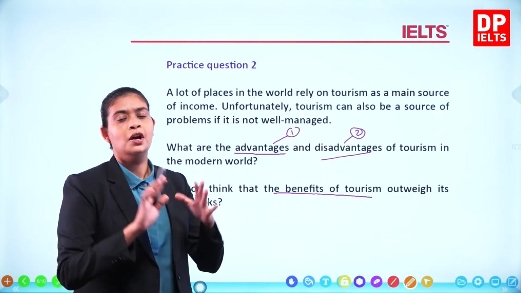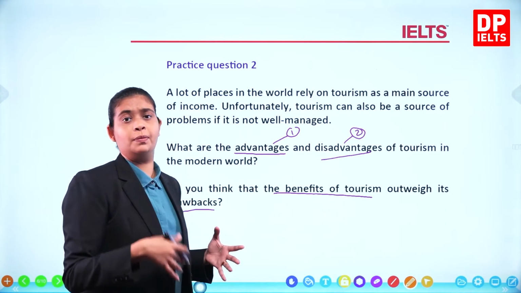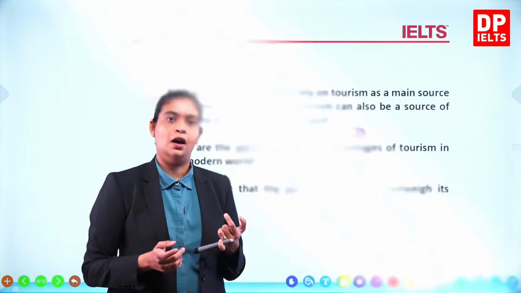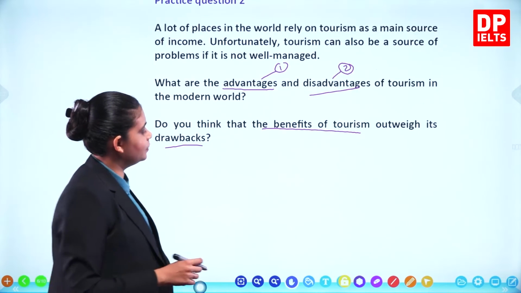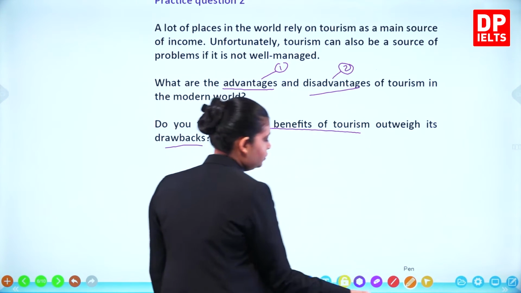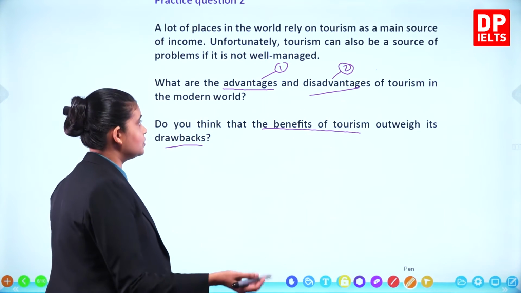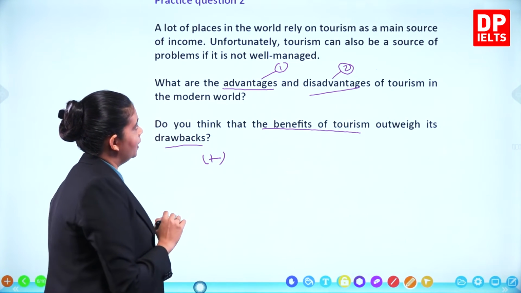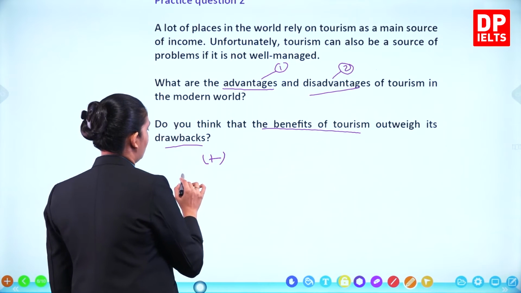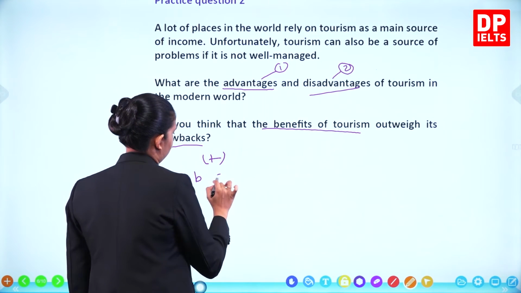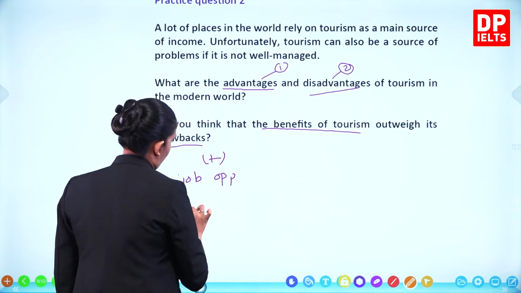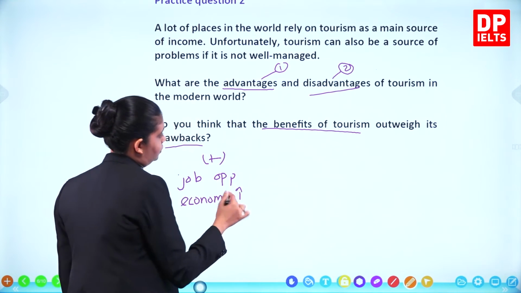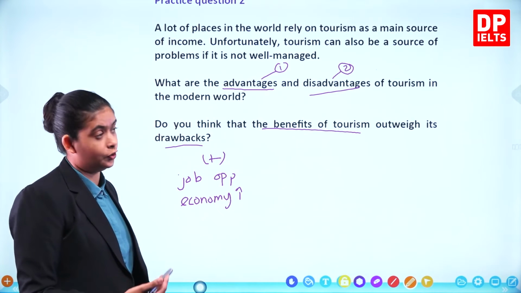So you need to first draw up a mind map and talk about the positives. Now, if you take tourism, what are the positives? So let's have a look at some of the positives. Now, you need to come up with your own ideas. I'm just giving you some. So what are the positives of tourism? Obviously, it provides job opportunities. Okay. It helps the economy. So you need to think about more positives if you want to put more.